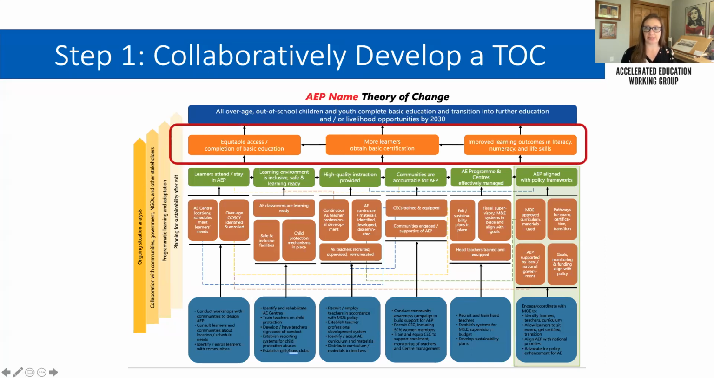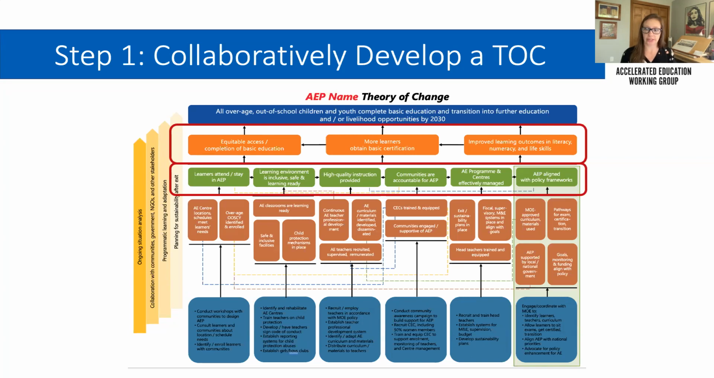This generic AEP theory of change includes three main long-term outcome areas. And again, those are the equitable access and completion, certification, and learning outcomes areas that I mentioned previously. And those are shown across the top here in orange. And some programs also might choose to have a focus on transition into secondary school as a high-level goal.